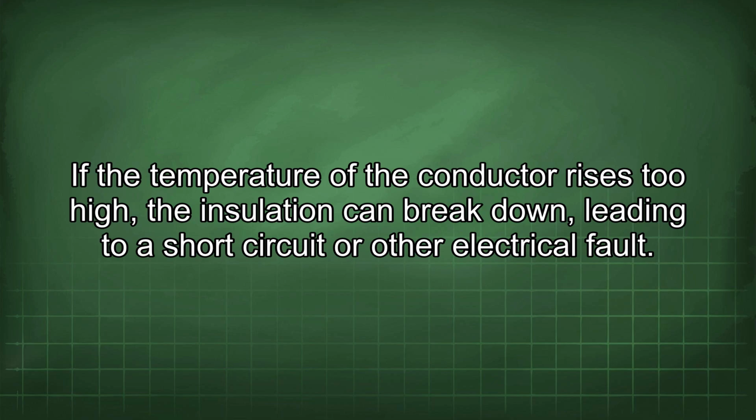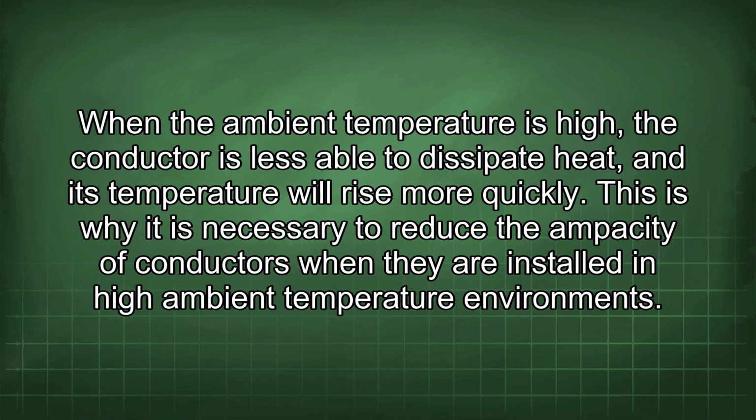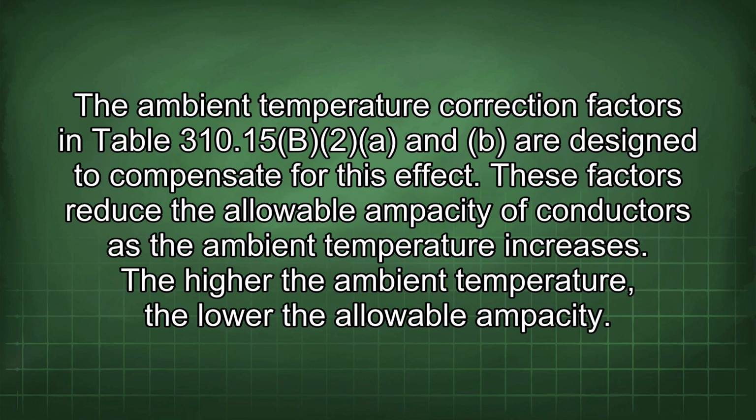The rate at which heat is dissipated from a conductor depends on several factors, including the ambient temperature, the size and shape of the conductor, and the presence of any insulation or other materials that can impede heat transfer. When the ambient temperature is high, the conductor is less able to dissipate heat, and its temperature will rise more quickly. This is why it is necessary to reduce the ampacity of conductors when they are installed in high ambient temperature environments. The ambient temperature correction factors in Table 310.15(B)(2)(a) and (b) are designed to compensate for this effect.